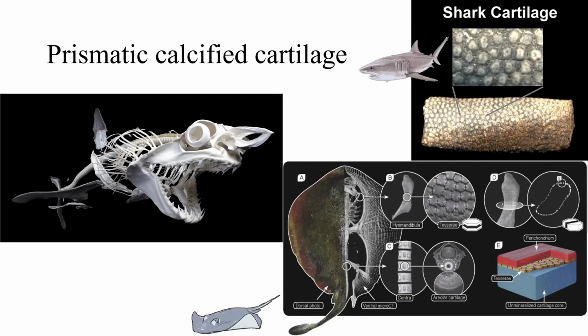And that's really important. But something that makes it different than just cartilage like in your nose is that they actually turn their cartilage into a mineralized form. They have these little teeny hexagon shaped things called tesserae that all fit together.